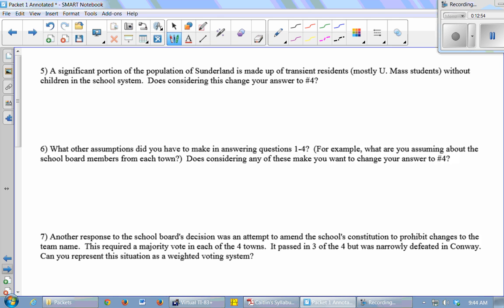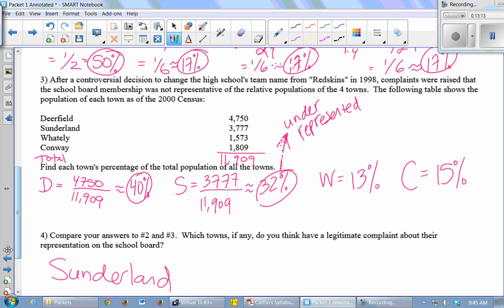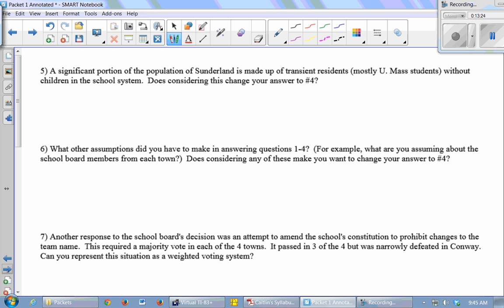Probably still do have a complaint. They should be or shouldn't be? Should not be included. Okay. Oh, I see. So you're saying that this number probably does not include the transient residents already. Oh, okay. Good. That's good.